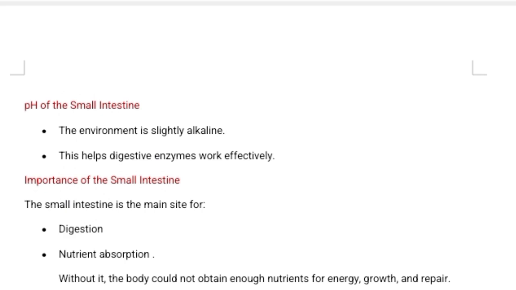Importance of the small intestine. The small intestine is the main site for digestion and nutrient absorption. Without it, the body could not obtain enough nutrients for energy, growth, and repair.